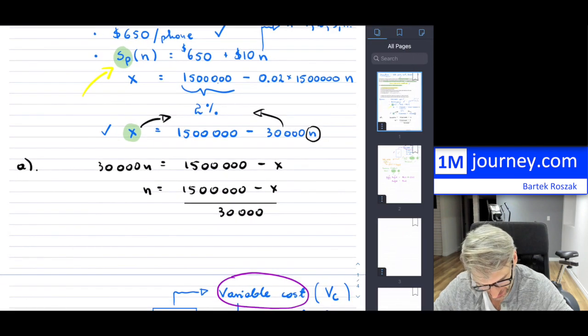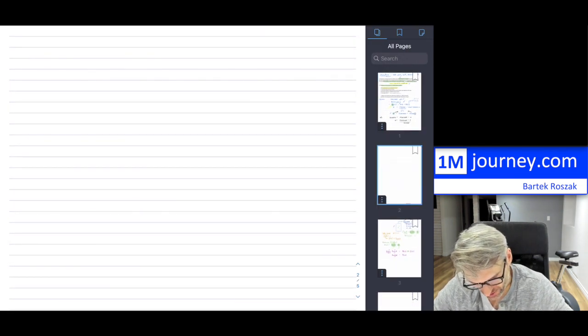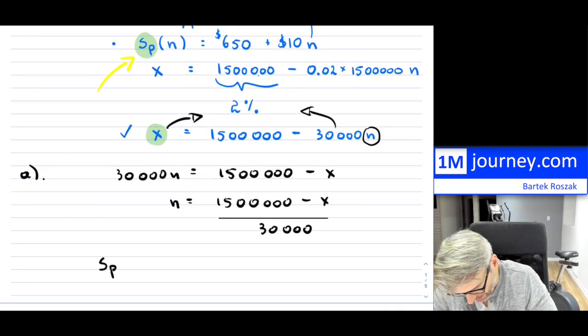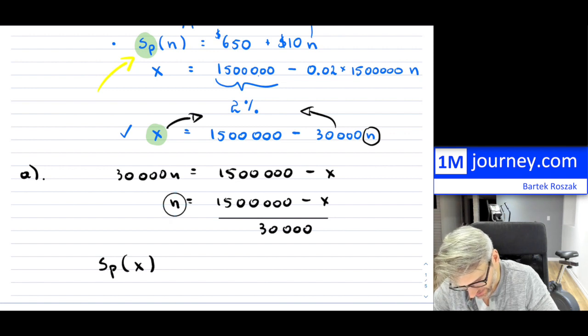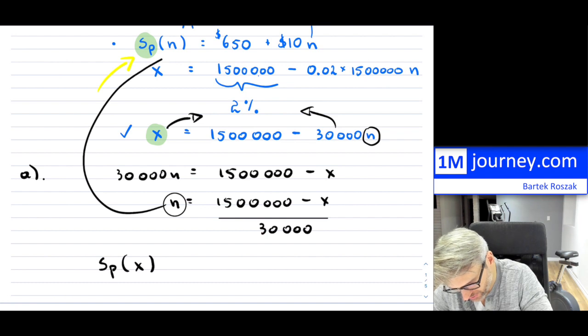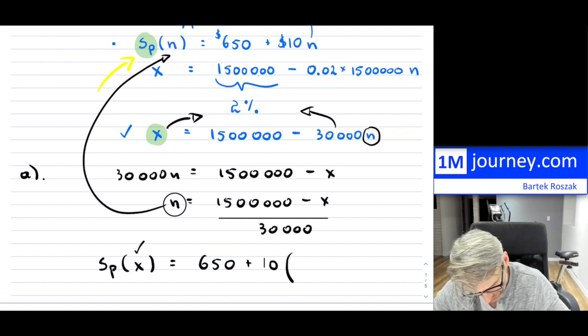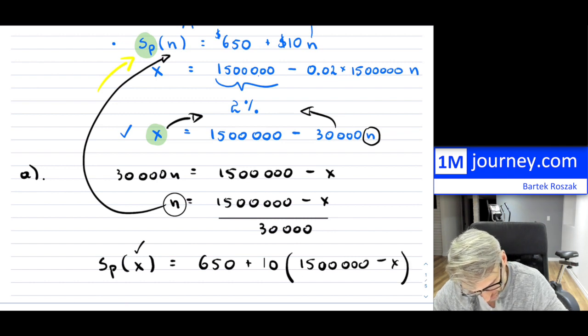Now let me just add a page here so that I have space to work. So now my SP, and now my n, I'm going to make it in terms of x, because I'm going to substitute this into the equation. So now it's going to be in terms of x. That is going to be 650 plus 10 times n, which is 1500 minus x, all over 30,000.